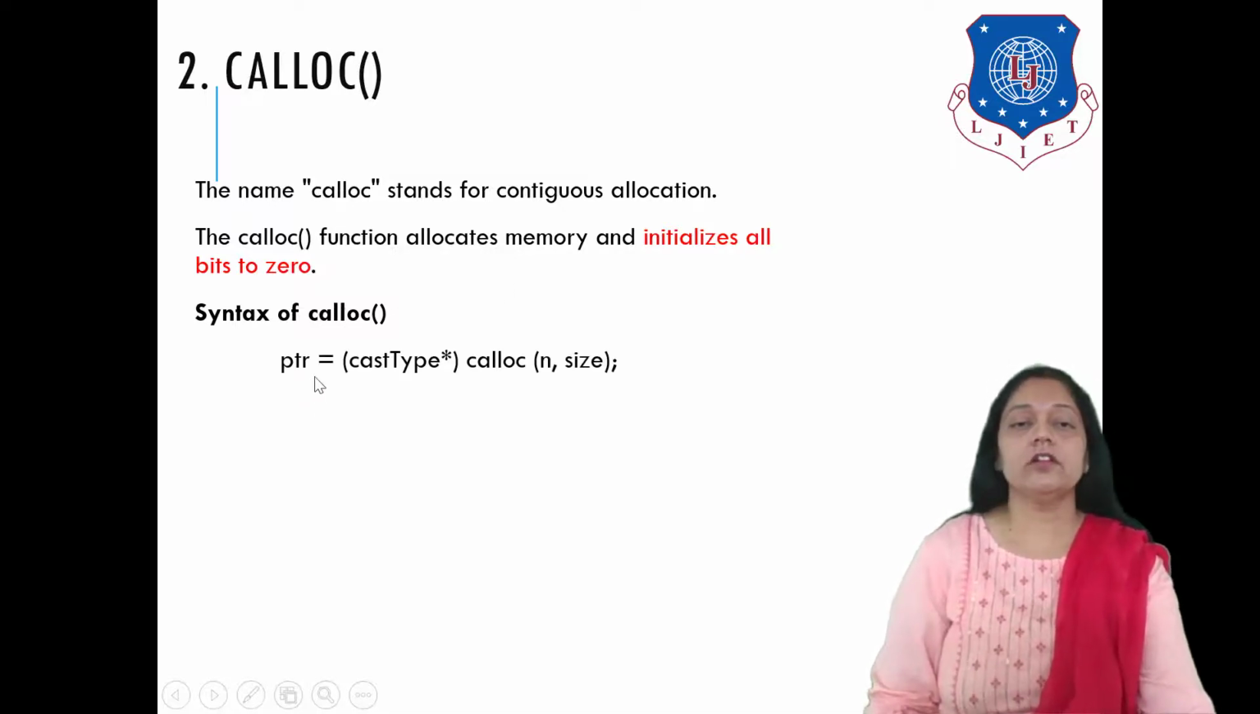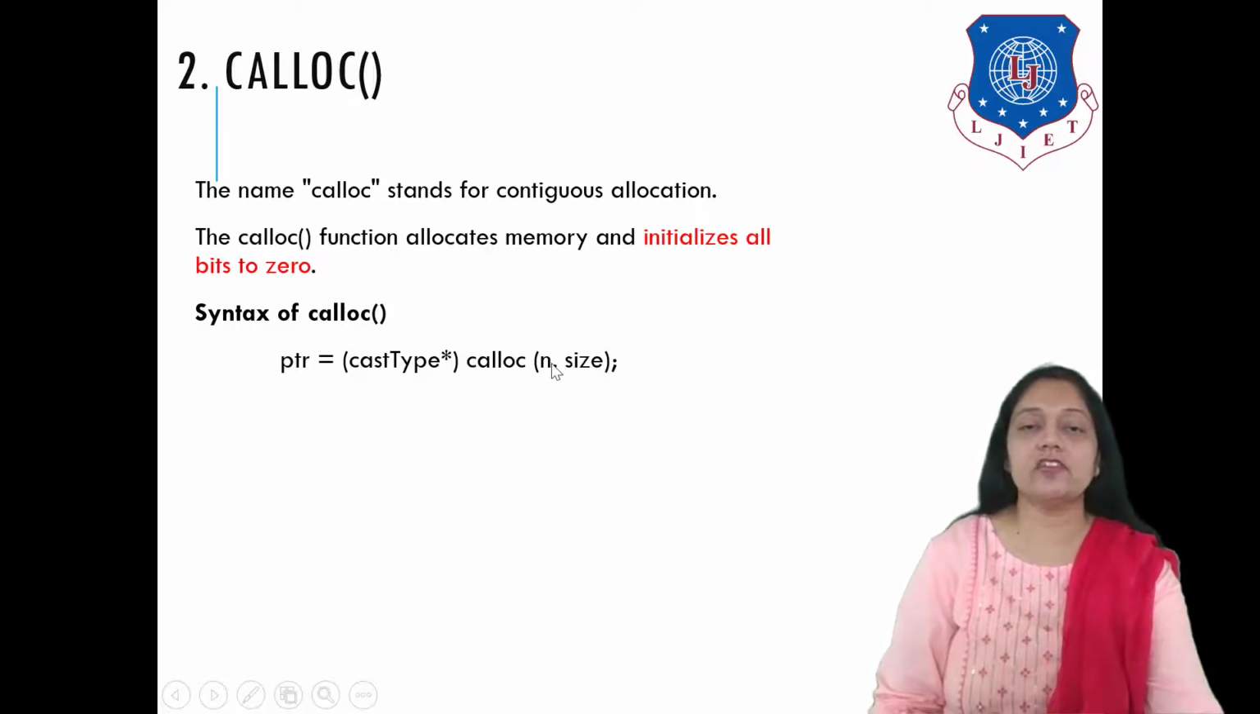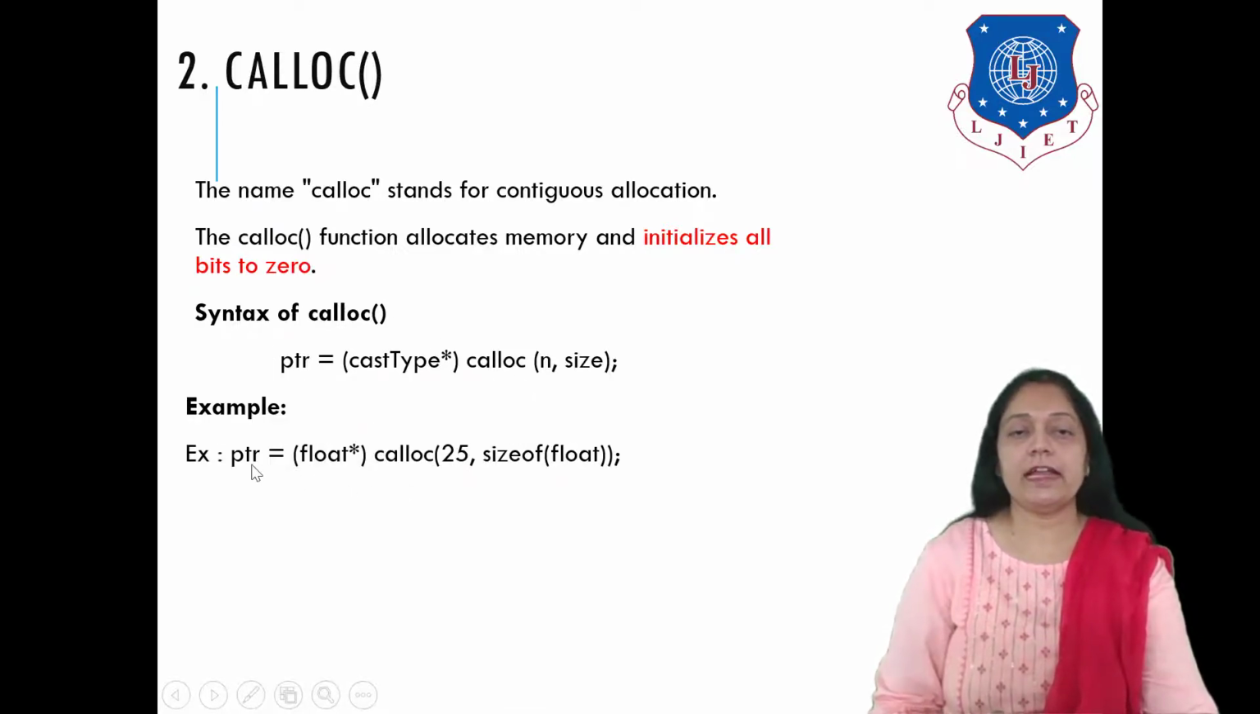What is the syntax of calloc? So write calloc. In brackets, you have to give two arguments: the first is the number of blocks, and the second is the size of each block. So n is the number of blocks, and size is the size of each and every block. You have to convert it into a cast type pointer, that is, the void pointer has to be converted into integer, float or something else, and the address of the memory allocated using calloc is stored in a pointer. Let's see one example of using calloc. When I write calloc, brackets, 25 comma sizeof(float), it means I'm allocating 25 different contiguous blocks, and each block would be of float size, that is 4 bytes.